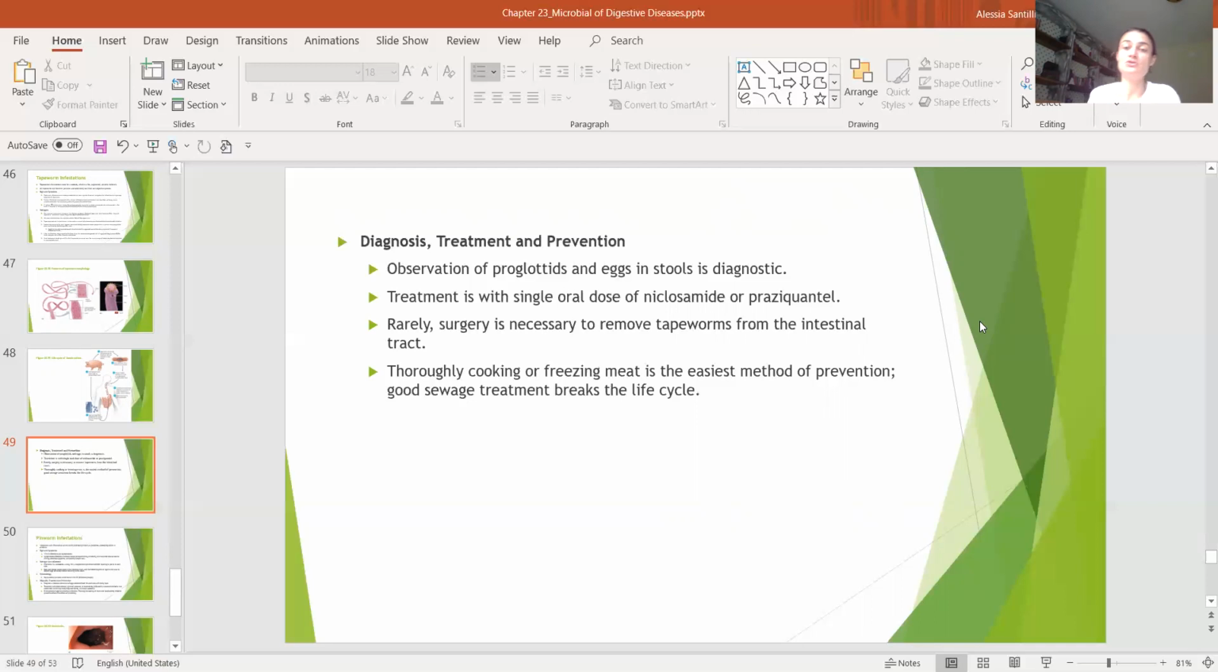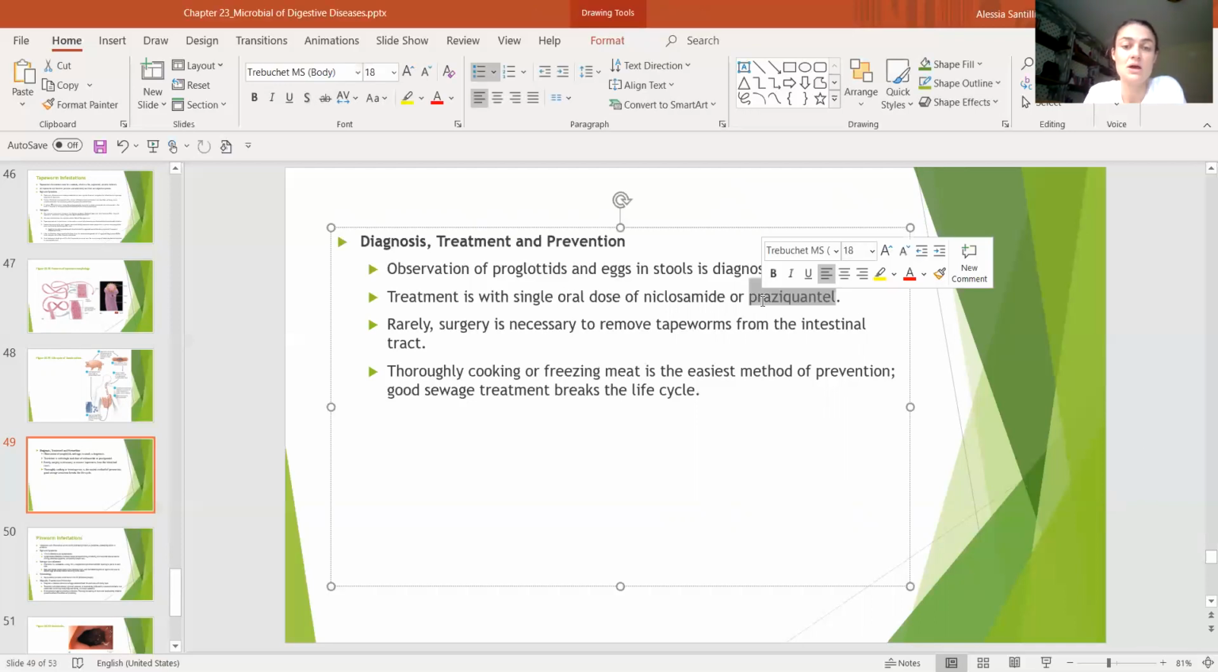So for treatment, you use praziquantel. Man, that's a word I'm used to hearing. Rarely, surgery is needed to remove the tapeworms from the intestinal tract if they get too bad, or if the intestinal tract has been damaged in some way. To prevent it, basically thoroughly cook your foods, or even freeze your meats. This is the easiest method of prevention, and good sewage treatment also breaks the life cycle. But in third world countries, it's a little harder to control this with good sewage treatment.